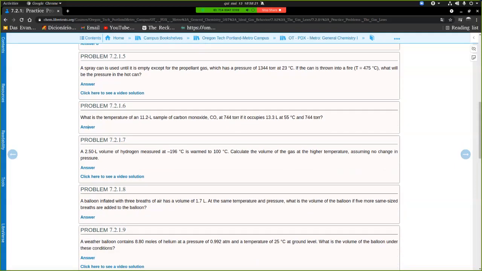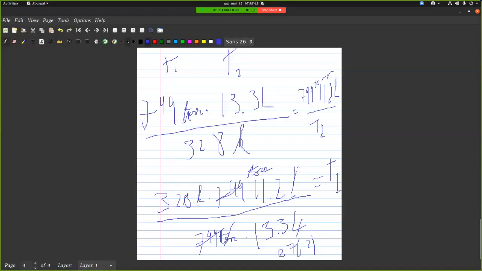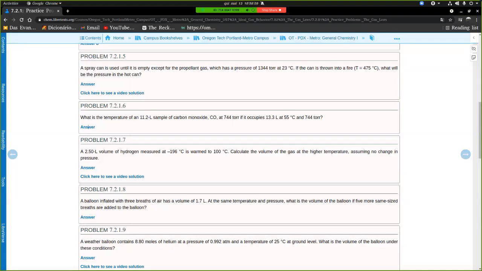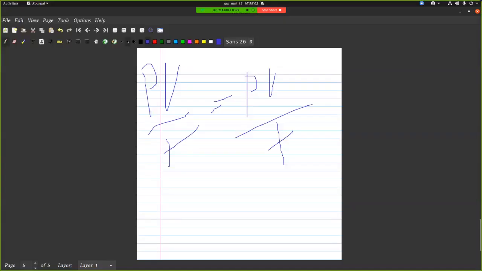Okay, let's do one more. A 2.5 liter volume of hydrogen measured at negative 196 degrees is warmed to 100 degrees. Calculate the volume of the gas at the higher temperature, assuming no change in pressure. Okay. Same thing. PV over T is equal to PV over T. So there is no change in pressure. Therefore, bam, this out and this out.